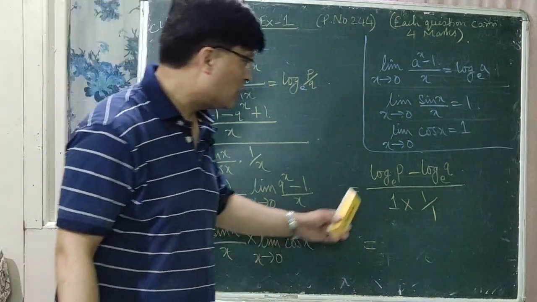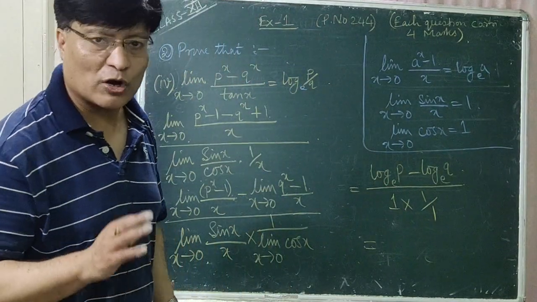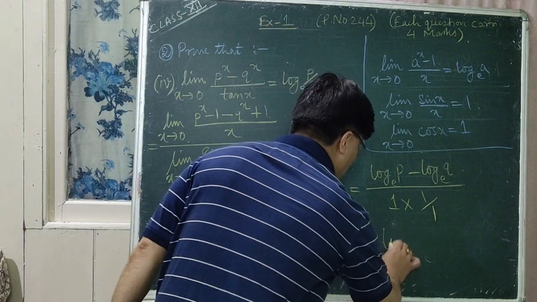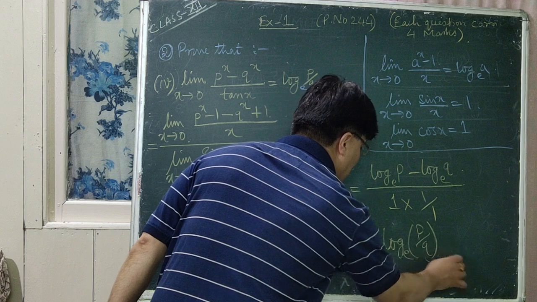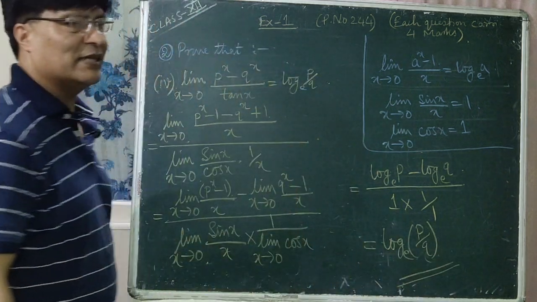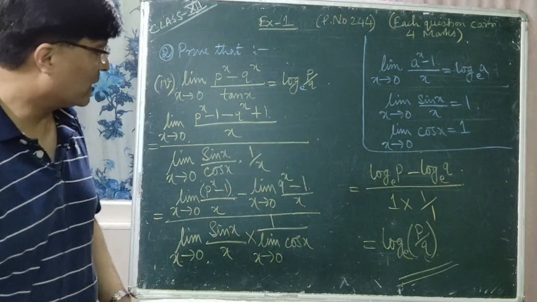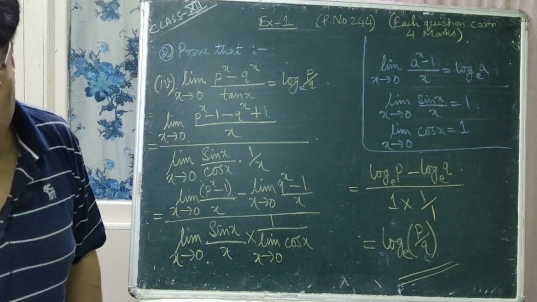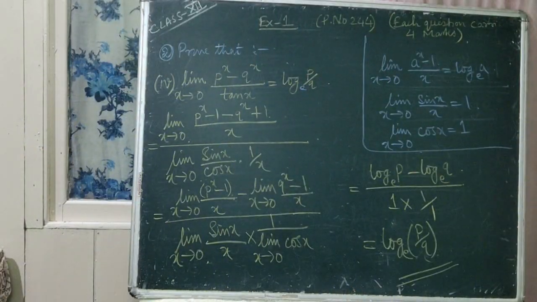Understood? So now it is log a minus log b form. What is log a minus log b? That is log of a by b. So it is log of, you can write within bracket p by q, and what is the base here? The base is e. So we have proved the given result. So I think you have understood it. So you can copy it. Now we'll do the next question.